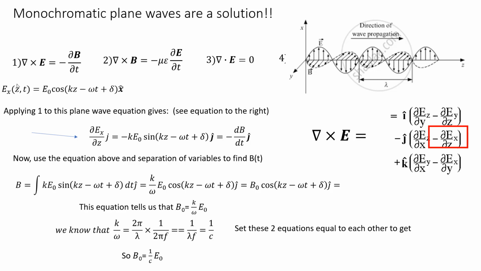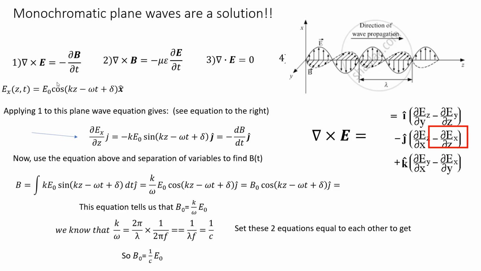Okay, so what I'm going to do now, this is a solution to the wave equation for the electric field. I'm going to apply this operation to it. Okay, so del cross E gives me this expression here. So how do I know that del cross E is just the change in the x component of E with respect to Z? Well, here's del cross E.